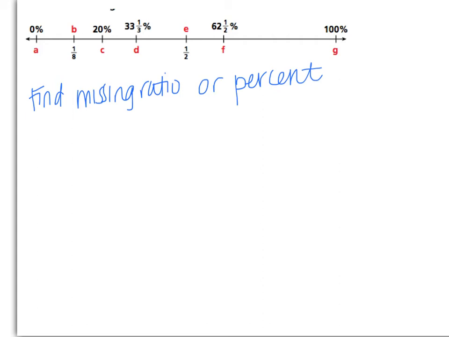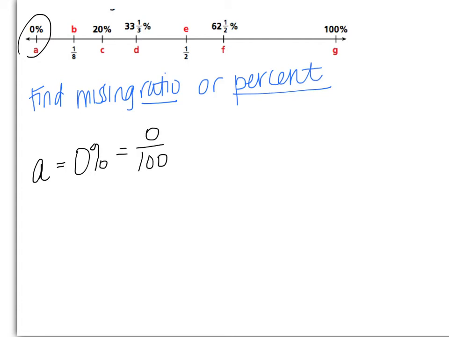So let's try a few of these. We need to find either the missing ratio or the percent, so either the fraction or the percent. Let's start with A. For A, they give you 0%. So what you can always do is take that number and just put it over 100. And 0 divided by 100 ends up just being 0.